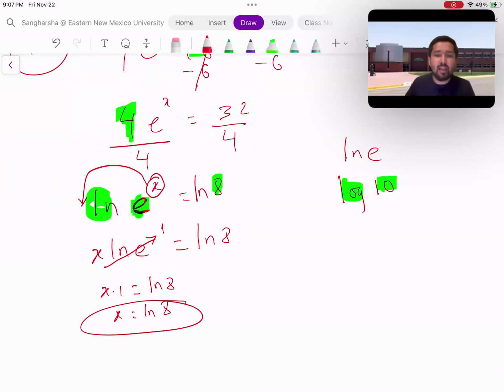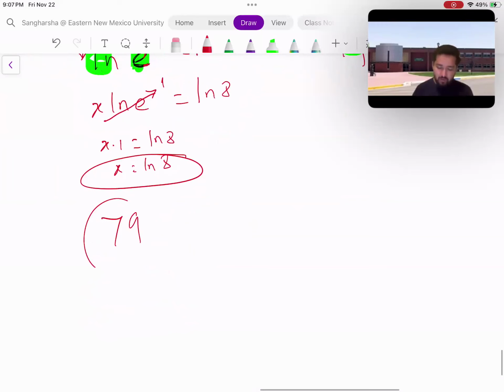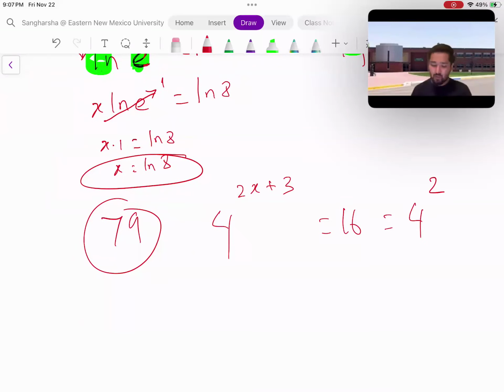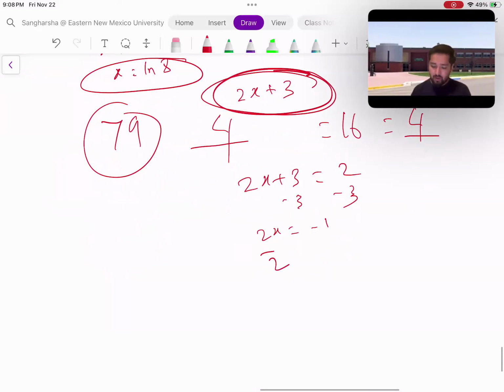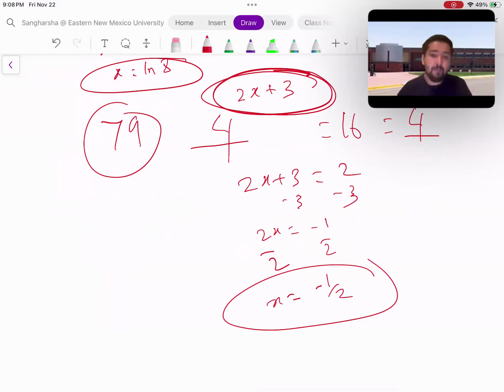Okay, 79. I want you to try 79 by yourself, okay? In 79, just let me write down the problem here. So we have 4 to the power 2x plus 3 equals 16. You can write 16 as 4 squared. So we have the same base. So this expression equals 2. So 2x plus 3 equals 2. You subtract 3. 2x equals -1. Divided by 2. X equals 1/2. This is your final answer. Okay? This is 79. Do you have any question?